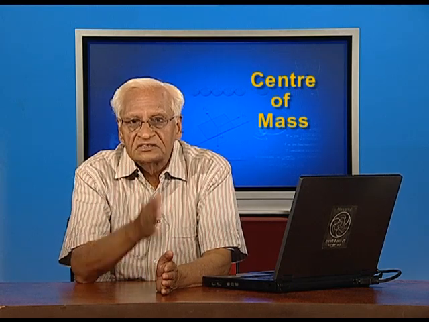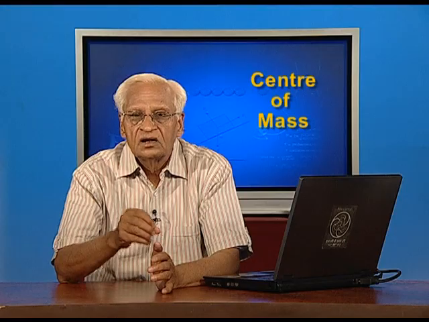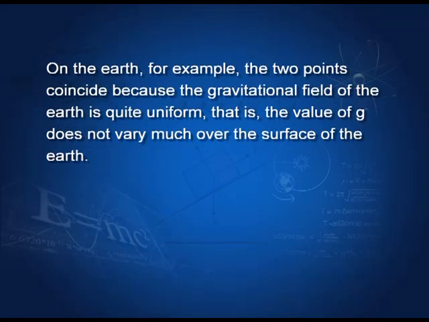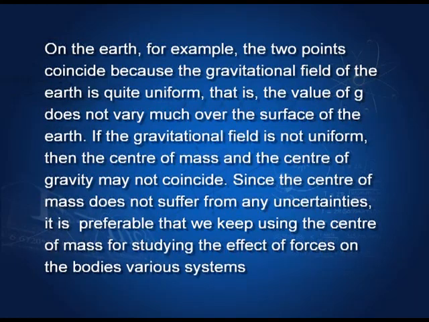Let us come to the case of the earth. On the earth, the gravitational field is uniform. That means, on the surface of the earth, the acceleration due to gravity does not change much. Therefore, the field is uniform, and on the earth's surface, the center of mass of objects and center of gravity of those objects coincide. They lie at the same point. However, if the gravitational field is not constant, they would not lie at the same point. Let me now sum up the whole thing.